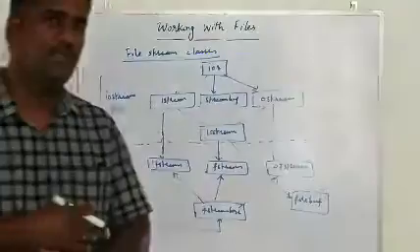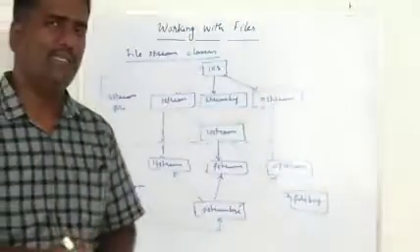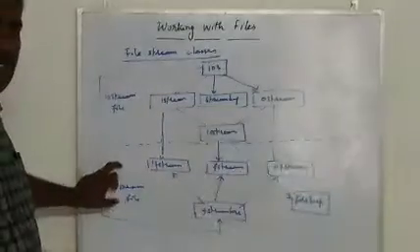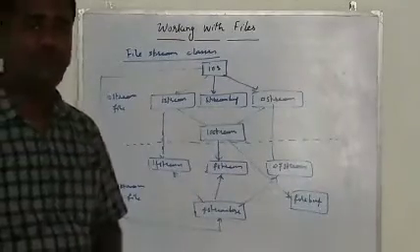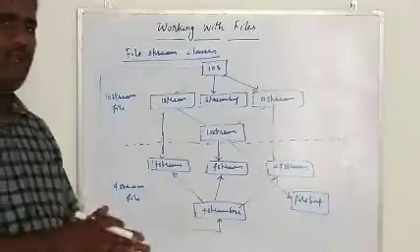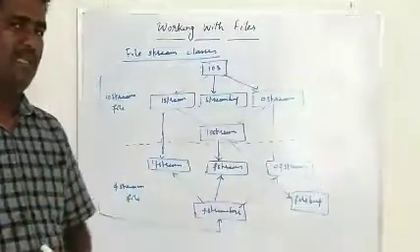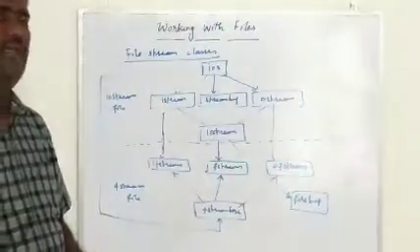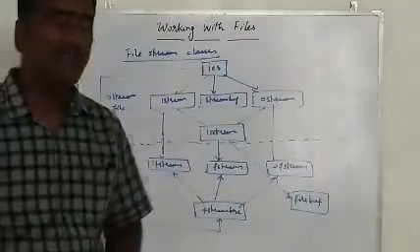Suppose I want to store the data permanently, then we use the FStream. That means program and disk file communication. That is the second type of communication, between the program and the file system.